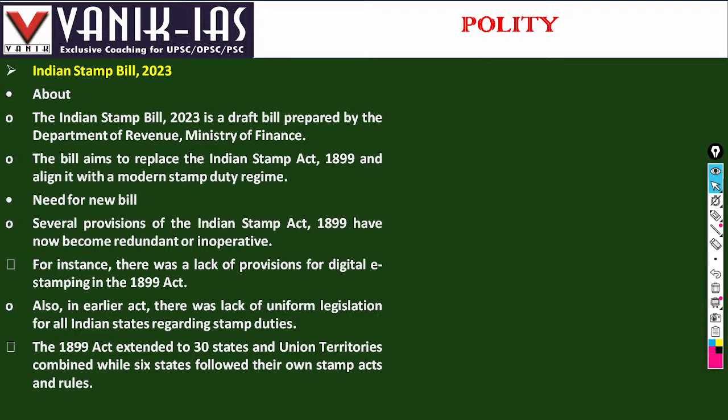Also, in the earlier Act, there is a lack of uniform legislation for all Indian states regarding stamp duties. The 1899 Act extended to 30 states and union territories combined, while 6 states followed their own stamp acts and rules.